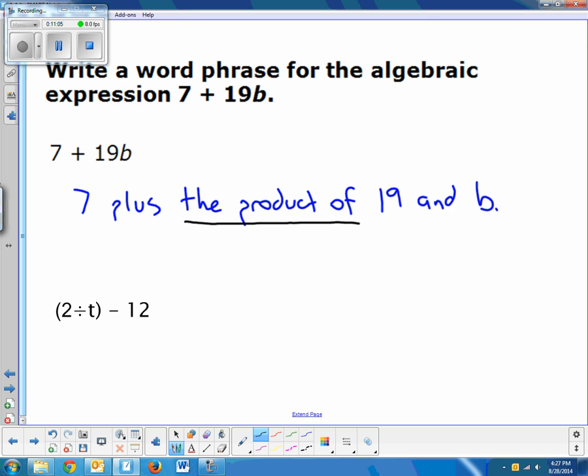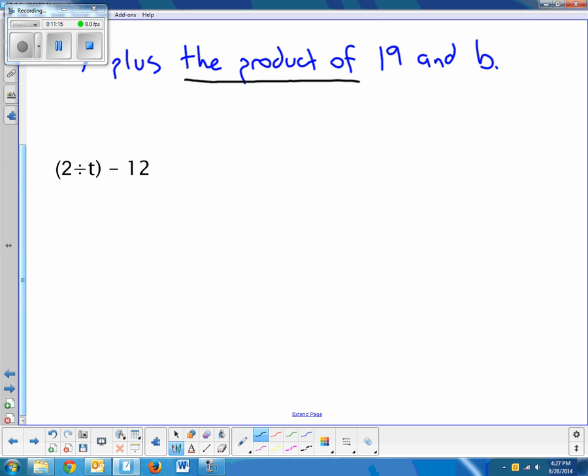So we've got, okay, parentheses 2 divided by t parentheses minus 12. If I follow my operations, those parentheses have to happen first. And so I need to say that the 2 divided by t has to happen first. So I'm going to say, not the product of, I apologize, the quotient. The quotient, there's that mathematical term. The quotient of. So we've got the product of in the first one, the quotient of 2 and t. Now I know as a reader that the quotient has to happen first. I have to do 2 divided by t first.